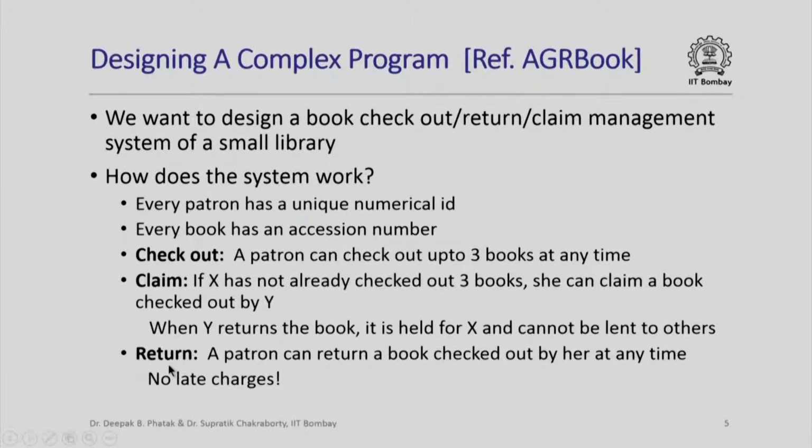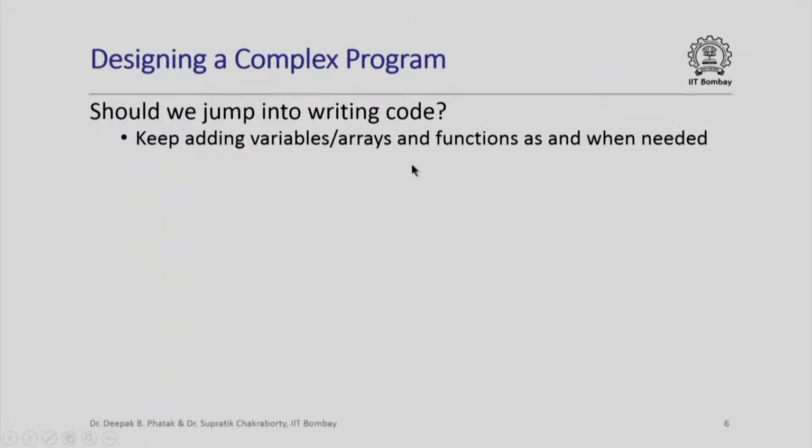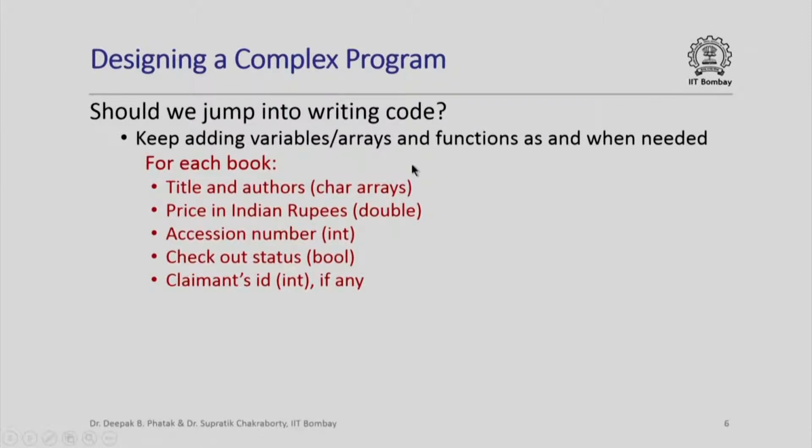So how are we going to implement the information management system for keeping track of checkouts, claims and returns for this small library? Should we jump into writing code straight away and then keep adding variables or arrays and functions as and when needed? Well, if we try to do that, the first thing that we will have to realize is that for each book there are several kinds of information that I must store in my information management system. Specifically for each book I need to store the title and the authors.